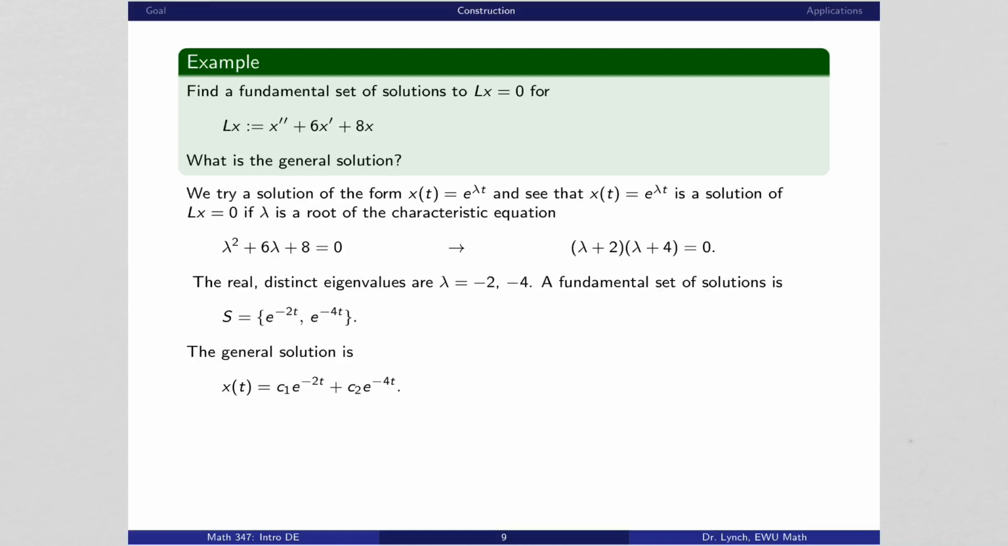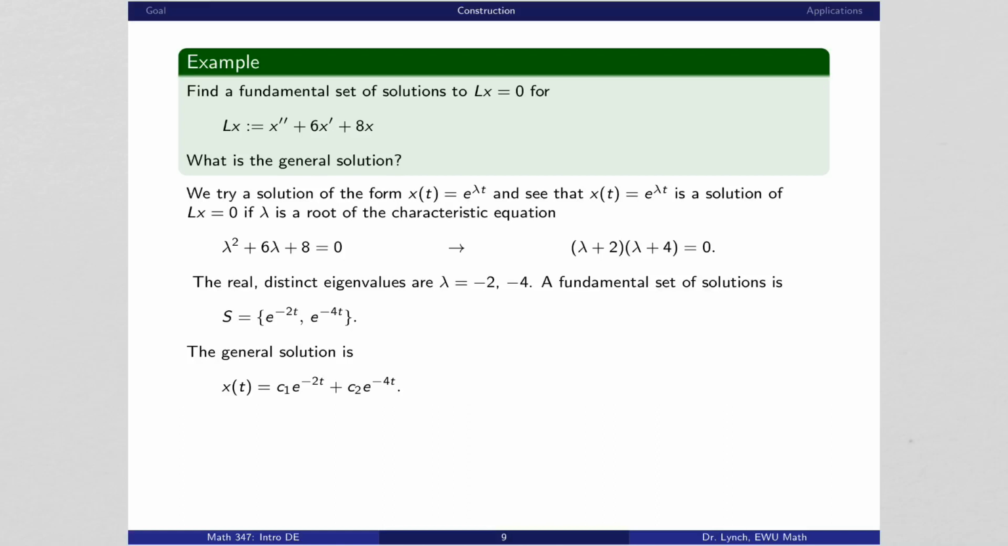The general solution in this case is a linear combination of those two linearly independent solutions, c1 e to the -2t plus c2 e to the -4t. Again, as expected, a two-parameter family of solutions.